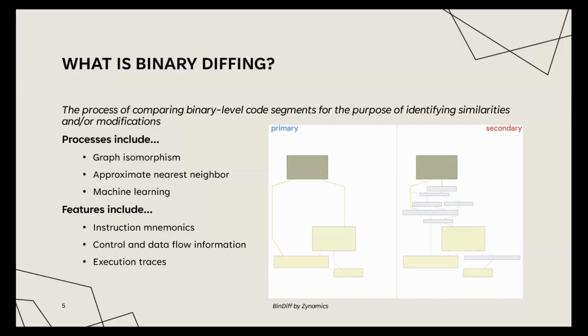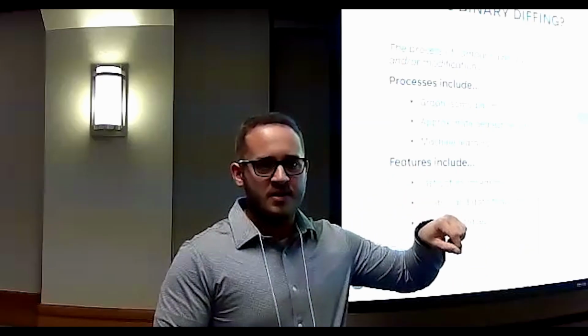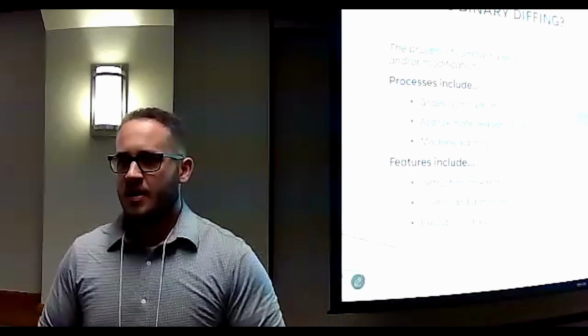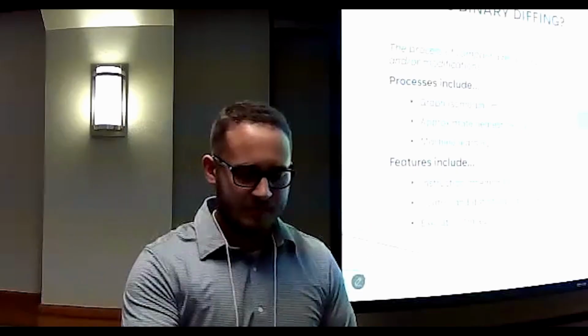So an example here, this is from BinDiff, one of the popular industry recognized tools. We have 2 binaries here. This is a single function. We see on the right side, the secondary binary. It looks to be that maybe a function was inlined. These are the sorts of things that would be interesting when performing binary diffing.